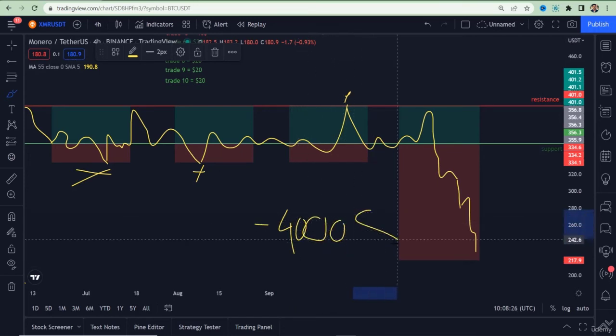$4,000 negative P&L in futures. Now he cannot close the trade because he is afraid. But he is trying to fight the market. You don't fight the market. This market, it does not care about you. You do not fight this market.